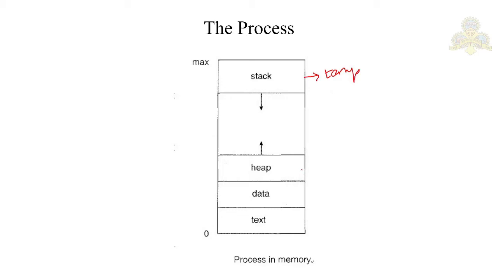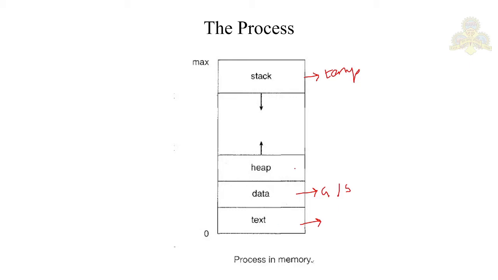The next one is heap. This is memory dynamically allocated to a process during its runtime. I'll explain this again later. Next we'll talk about data. This section contains your global and static variables. Okay, it contains global as well as static variables. The last one is text. This includes the current activity that is represented by the value of the program counter and the contents of the processor registers. PC contents and register contents will be there in this text.